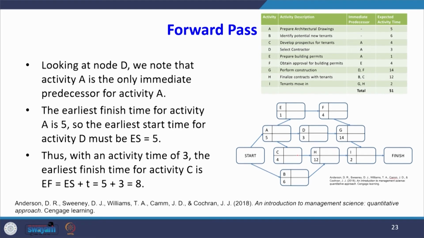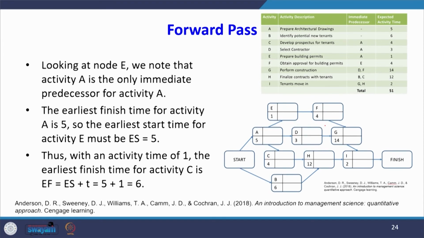Now, we look at node D. The earliest finish time of activity A is 5, so the earliest start time for D must be 5. Its duration is 3, so 5 plus 3 is equal to 8. The earliest finish time for activity D is 8.